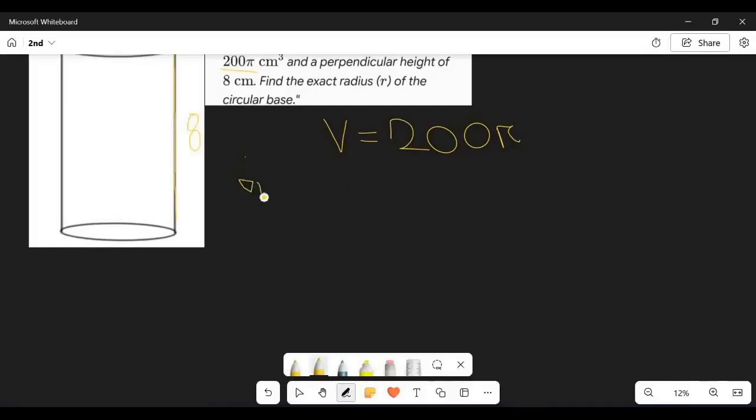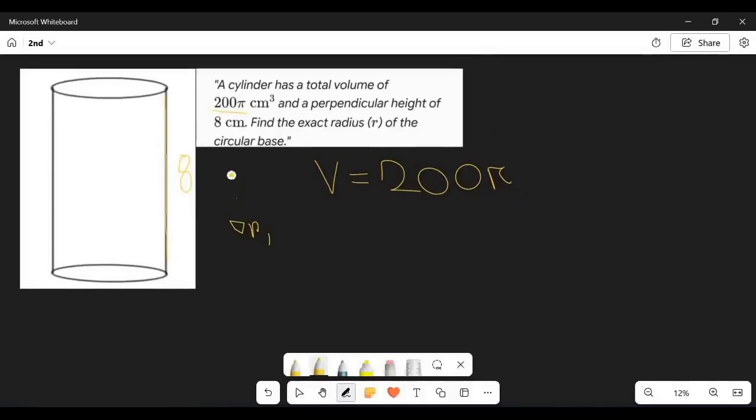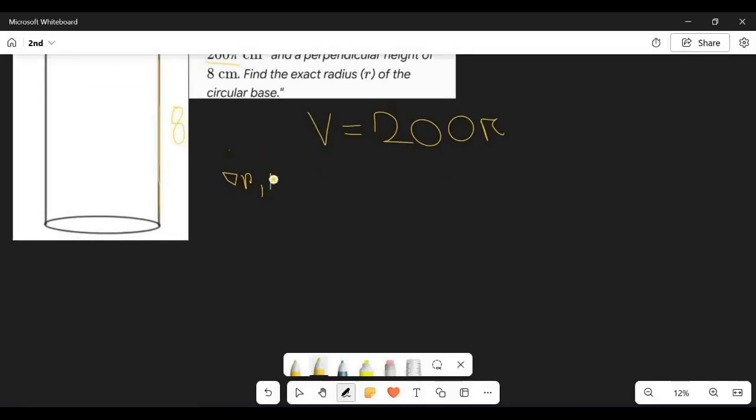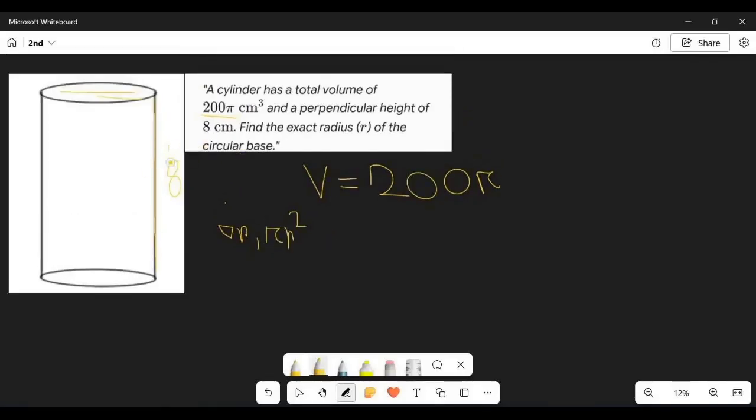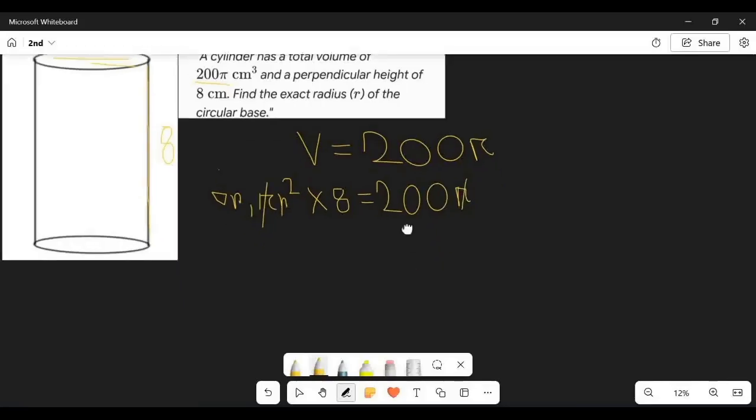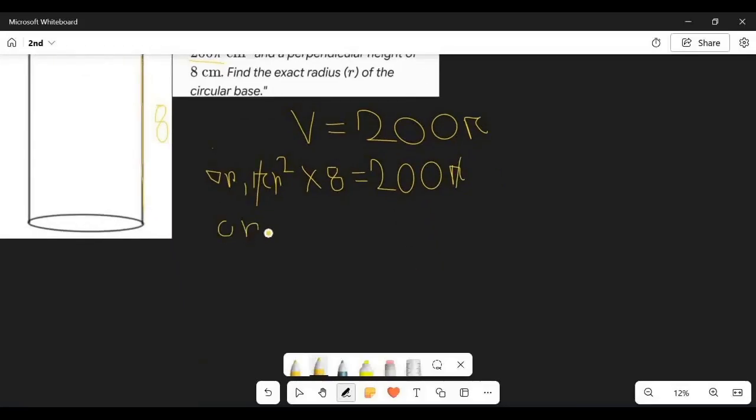So what is the volume's equation? That would be cross section's area into length. So cross section would be this one, and this is a circle. So we have to write the formula of circle area, that is pi r square, and the length would be height. That one is 8. So 8 into pi r square equals 200 pi. As we can see, both sides have pi, so let's cut it. Pi cut. And let's move that 8 to the other side.